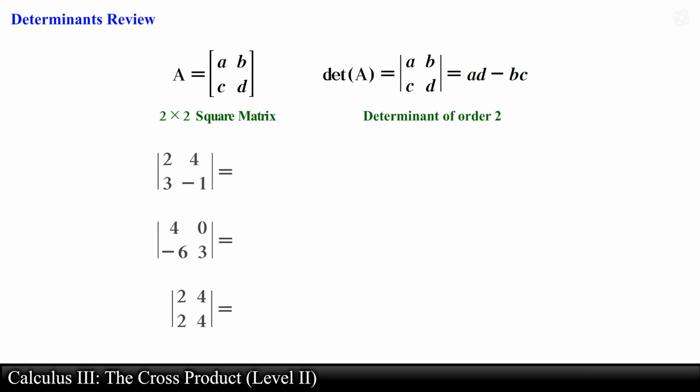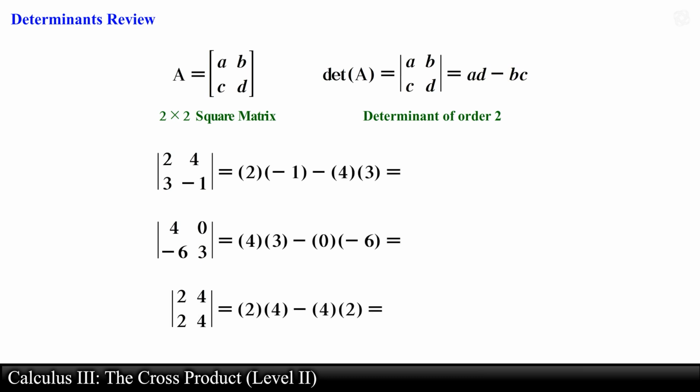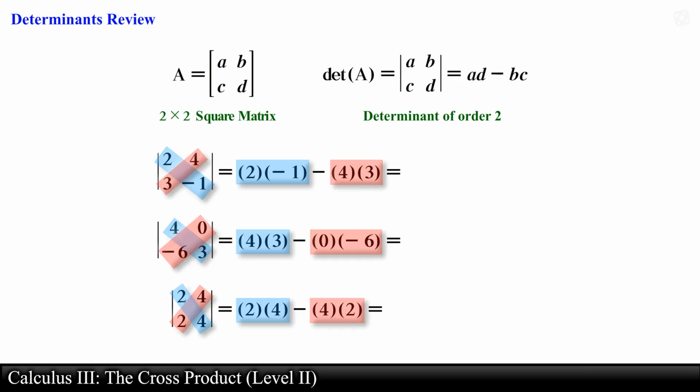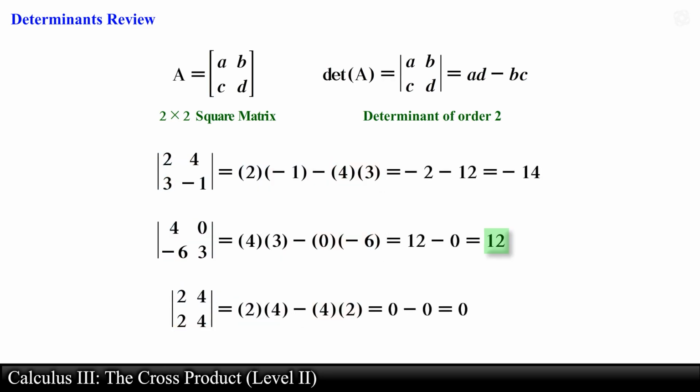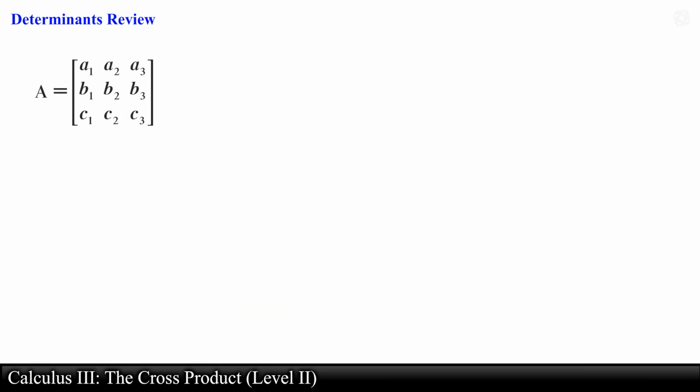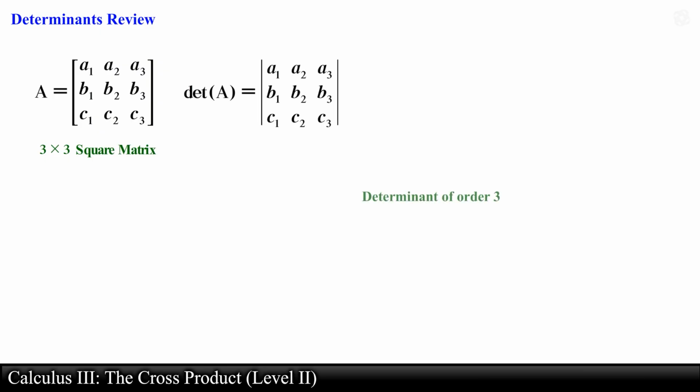For example, the determinant of the following matrices can be found by first multiplying the diagonal entries that move down from left to right and subtracting the product of the entries that move downward from right to left. Notice that the determinant can be positive, negative, or 0. Now, to find the determinant of a 3x3 matrix, or a determinant of order 3, we need to break apart the 3x3 square matrix into 3 separate 2x2 square matrices. This can be accomplished by using the method of cofactors or cofactor expansion.